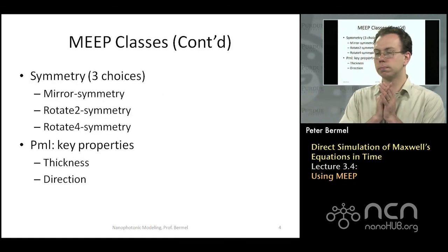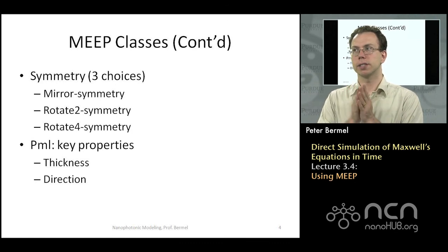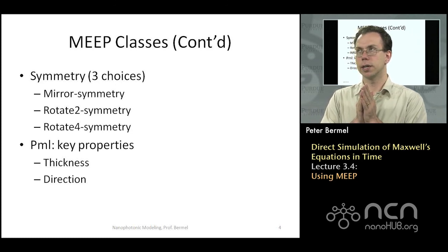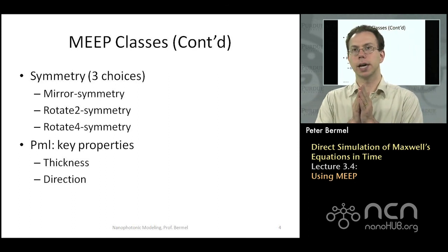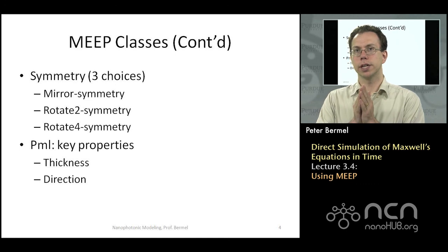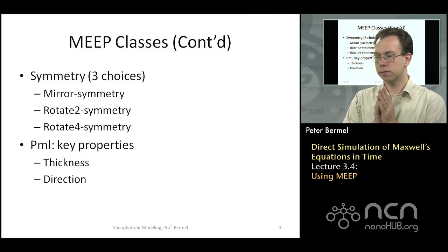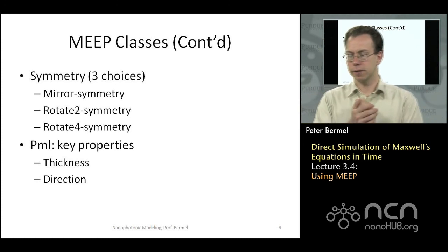And then another key concept is symmetry. The reason we care about symmetry is that it allows us to simplify the problem both computationally and from an analytic perspective. And we can basically implement three types of symmetry: mirror symmetries, twofold rotational, and then fourfold rotational symmetries. Those are all well defined, and those help cut down on our computation time quite significantly.